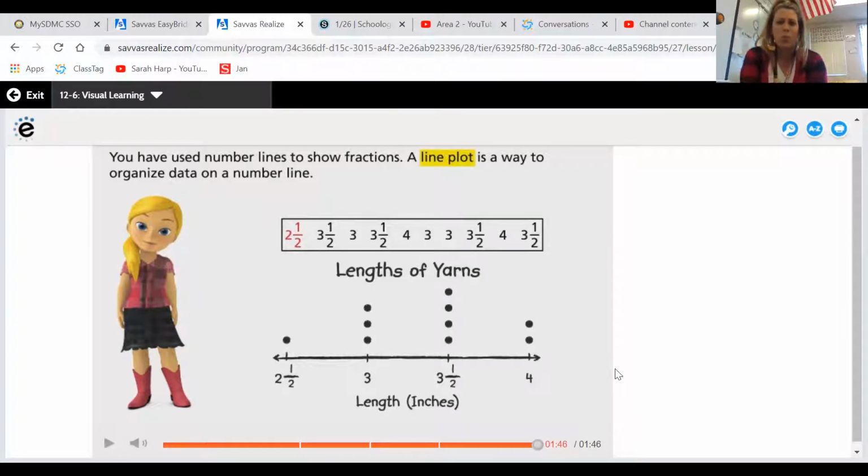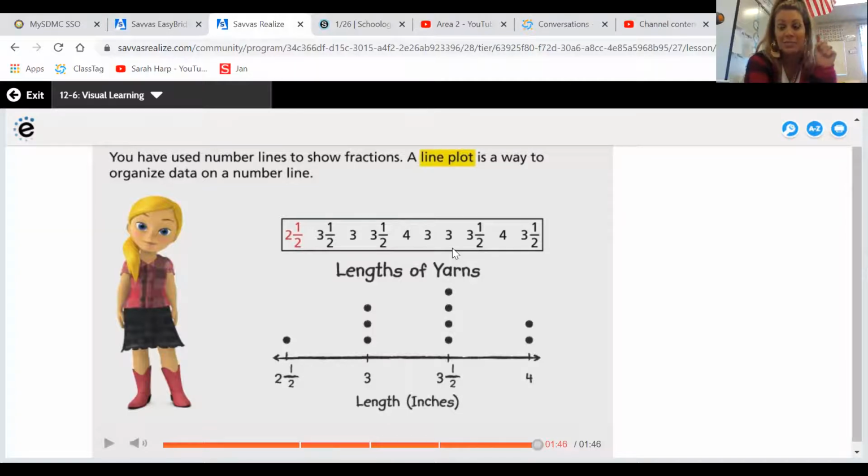Okay. Here's one question and something else I want to point out before we move on to practicing together. If I asked you this question, I want you to think about this for a minute. What was the longest measurement of yarn? What was the longest measurement? Now, some of you might be looking here at your line plot and you might be saying, oh, 3.5 has the longest. Well, yes, it does have the longest if we're looking at the dots, at the data points, but that was not the question.